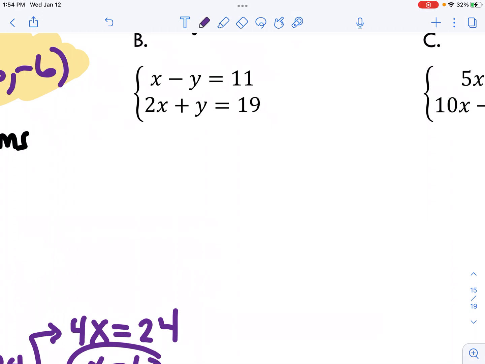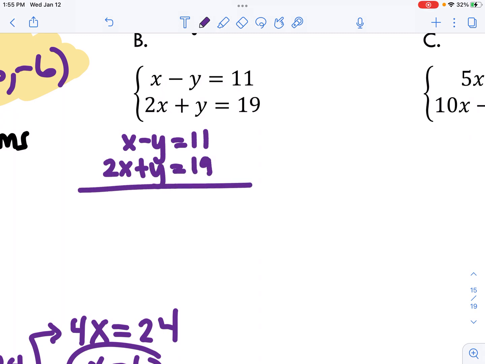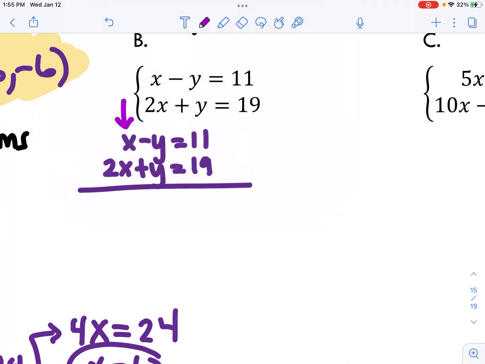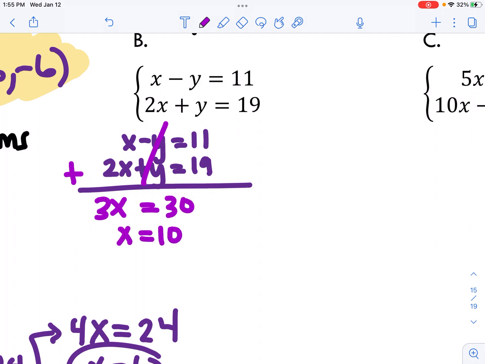Once again, I see that both of those y's have an opposite coefficient. So in this case, I'm going to eliminate the terms with y. I personally always like to rewrite the problem almost like a giant addition problem. I'm going to read up and down, starting from the left. X plus 2x gives me 3x. I am going to put a giant addition sign here. Negative y plus y does in fact cancel out. Sorry about that. So we have 3x, this cancels out, is equal to 30, which means x equals 10.